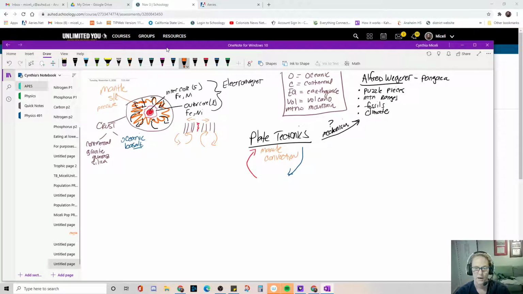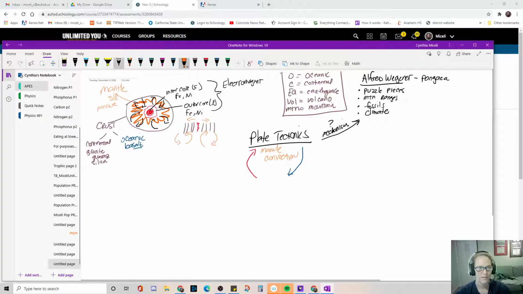So this technology later on helped us learn that yes, the plates, the continents are moving due to this mantle convection. So Wegener did get his mechanism.